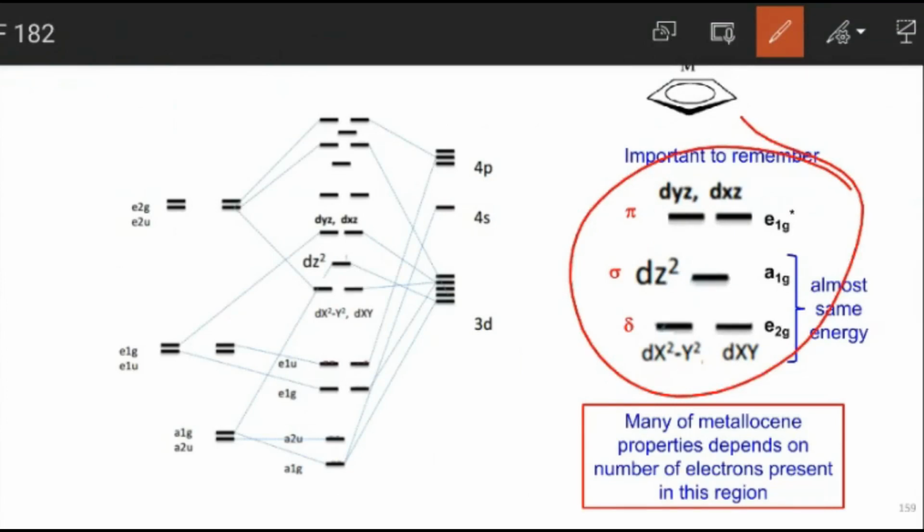Remember in the case of ferrocene, the cyclopentadienyl ligand, the last two, the bottom one and the middle one, actually have almost the same energy. Therefore, they can be written as 1, 1, 1. But the correct order is two at the bottom, one above, and then two. We talk about the E2G, A1G and E1G.